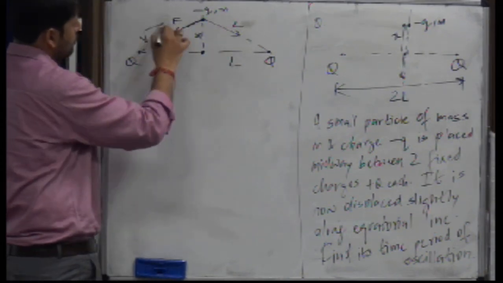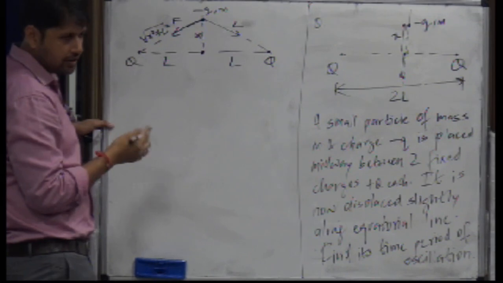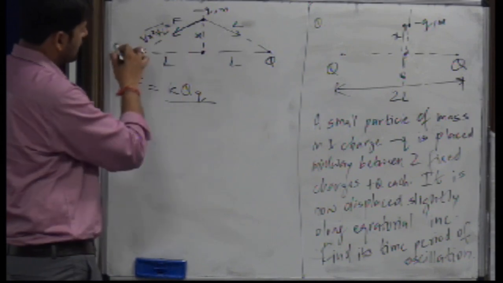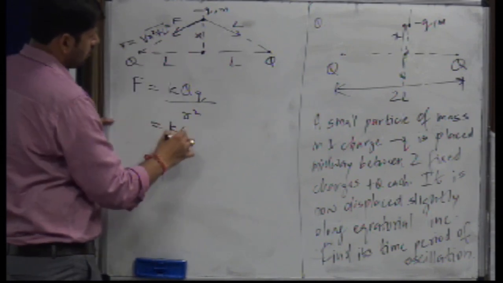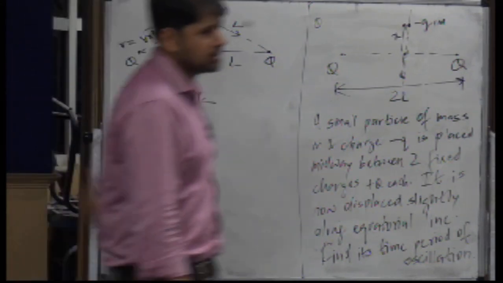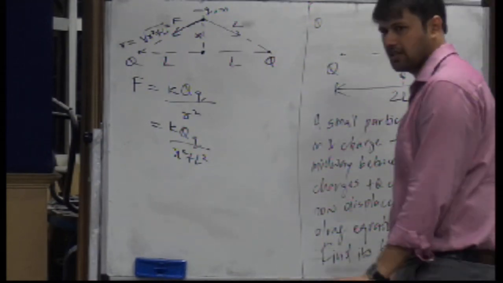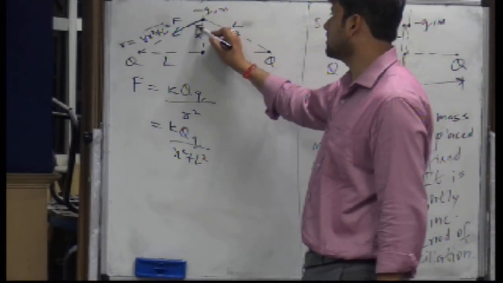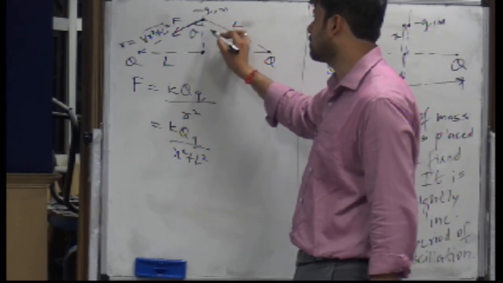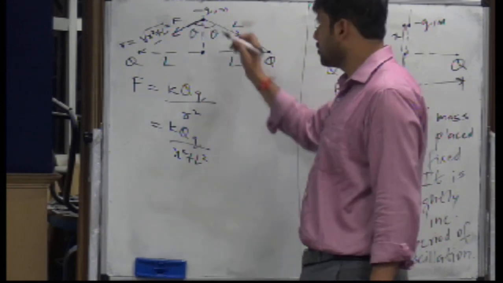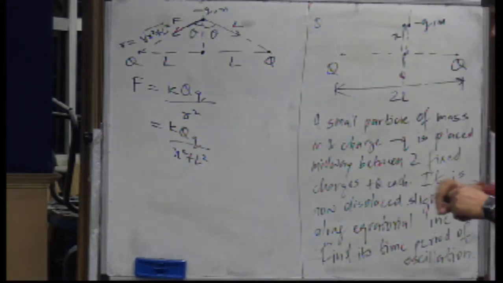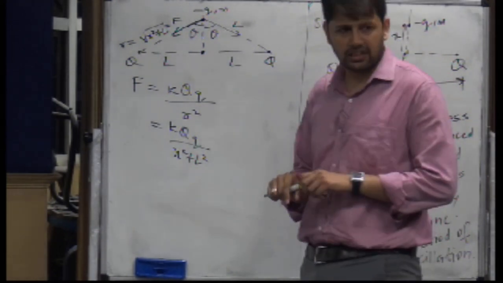The hypotenuse here would be the square root of x square plus L square. So force F would be k q small q upon r square, which is k q q upon x square plus L square. The other is similar. Let's say theta is the angle between the force and the equatorial line. The horizontal components would cancel each other while the vertical components would add up. So we need to consider only the vertical components.